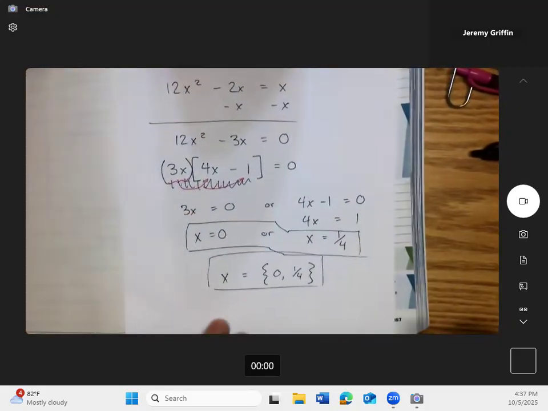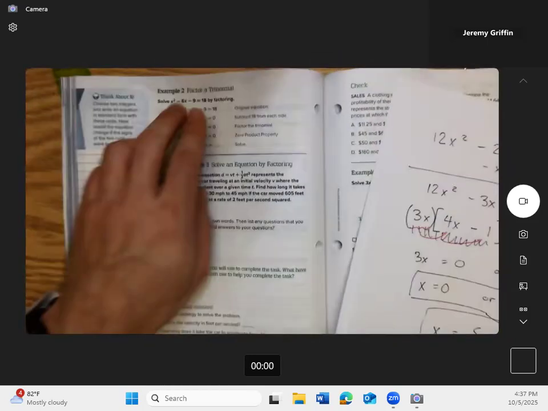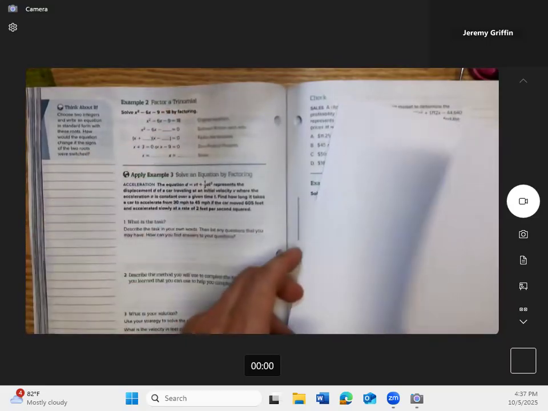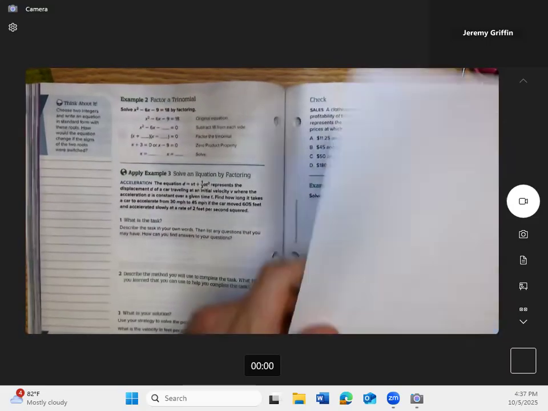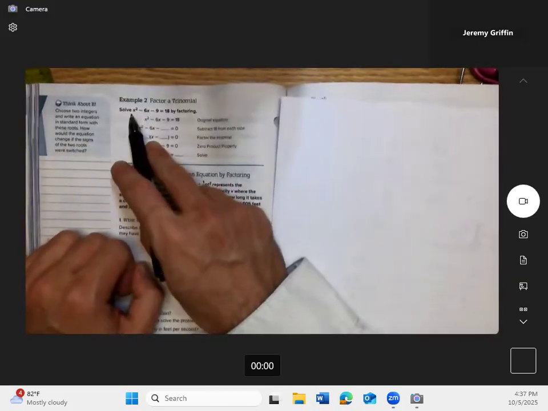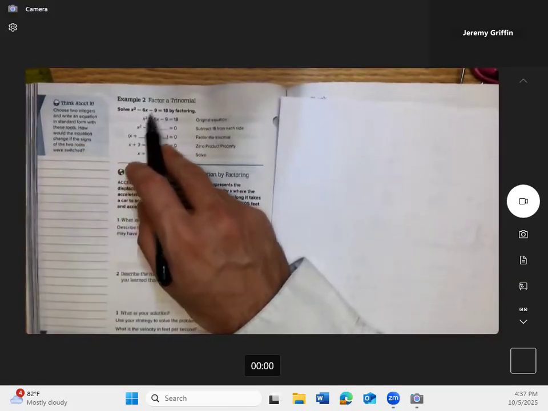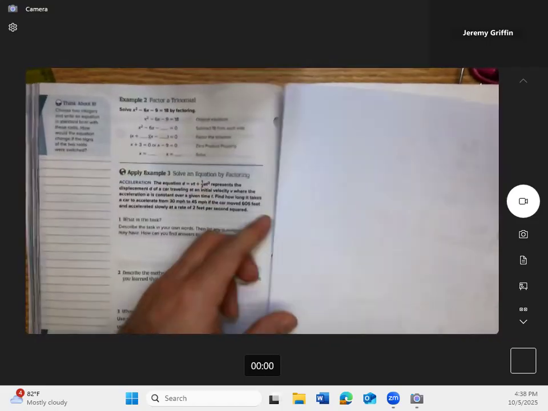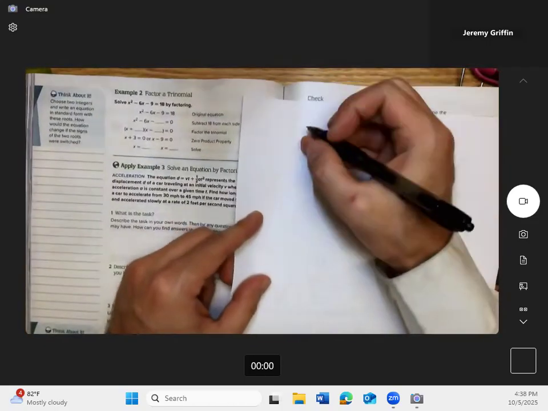All right. Next example. Example 2, they call a factor a trinomial. Tri means 3. Okay, so now we're getting 3 types of terms. I see an x squared. I see an x term, and also there's going to be some non-zero constants floating around. So this is one where we're going to do some proper factoring.